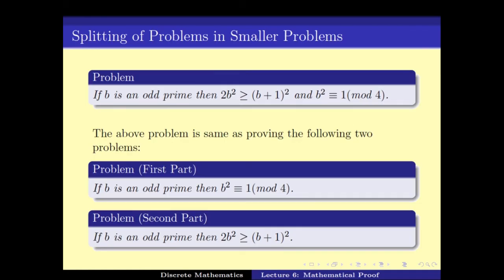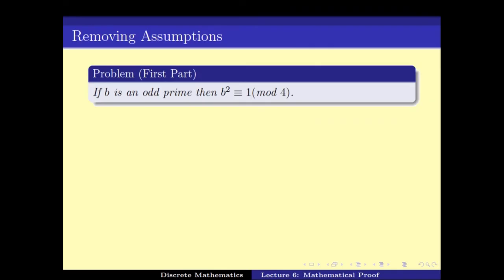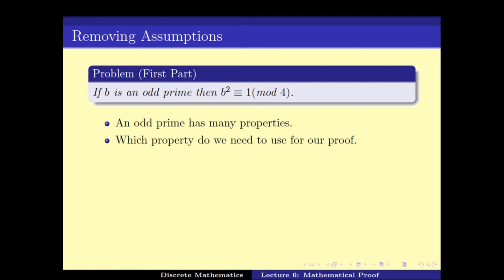Now if you start with the first part, which says that if B is an odd prime, then B square is congruent to 1 mod 4. Here, an odd prime has many properties. The question is, which properties of the odd prime do we need to use in this proof?